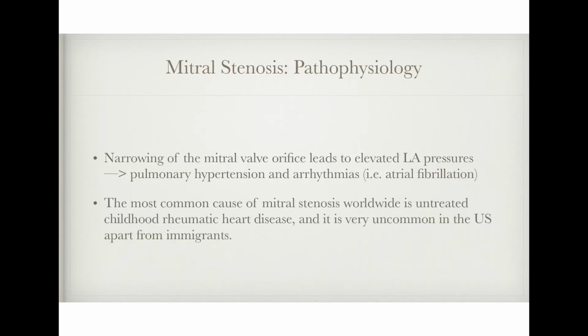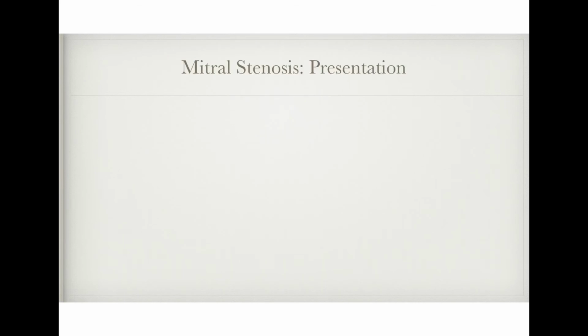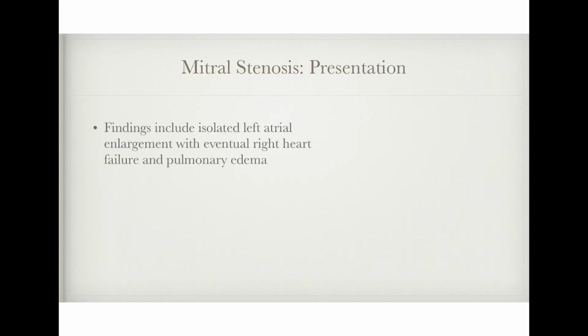The most common cause of mitral stenosis worldwide is from untreated childhood rheumatic heart disease. So it's very common to see this in the U.S. in patients who come from other countries where they had poor access to healthcare as children. Common presentation of these patients: isolated left atrial enlargement, and this eventually progresses to right heart failure and pulmonary edema.